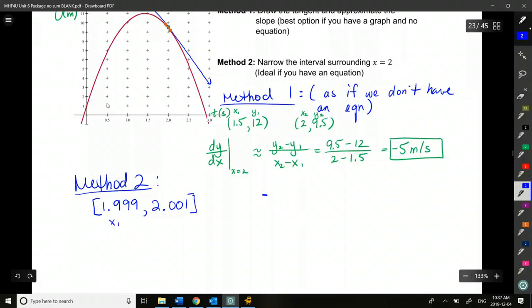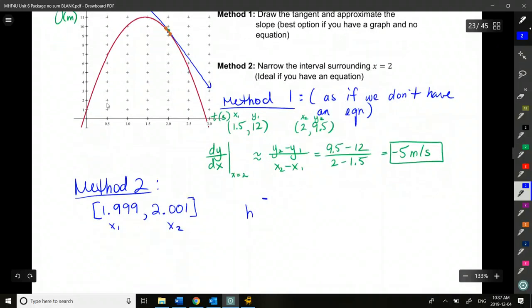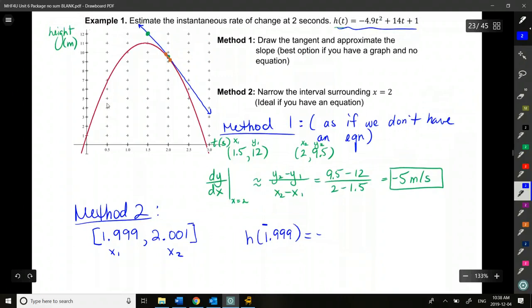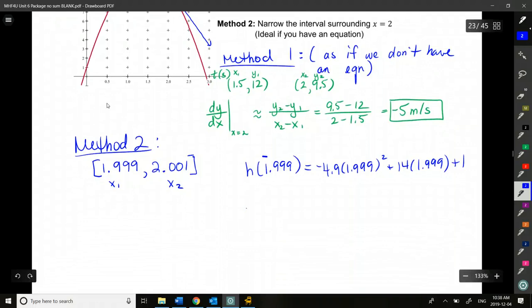Okay, so this is like our x1 and x2. I need to figure out what the y1 and y2 are given my equation. So I guess t1, t2 is technically what we're calculating, but we're going to evaluate h at 1.999. Okay, so I'll get a couple people out there to calculate for us. Actually, in fact, everybody should be calculating. And we're going to evaluate h at 2.001.